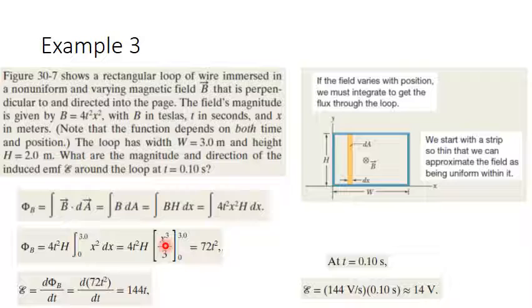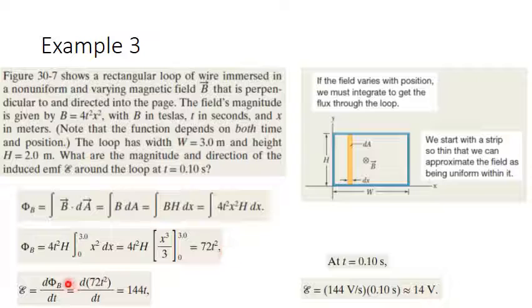It is 9. 9 multiplied by 4 multiplied by h. The value of h is 2. So 4 multiplied by 2 is 8, multiplied by 9, which is the result of this integration. So 8 multiplied by 9 is 72 t squared. So this is the total flux inside the loop as a function of time.